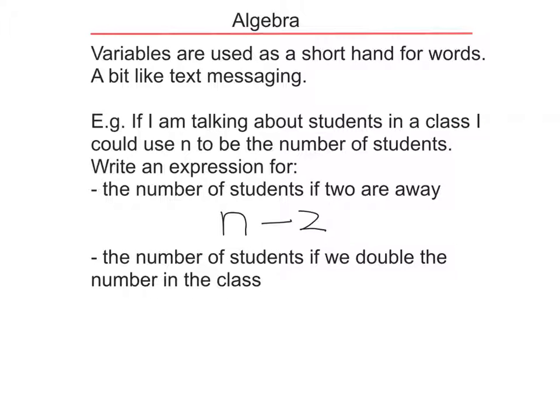The number of students in the class, if we double the number in the class, we write that like this, 2n. That really means 2 times n, because in algebra, what we do is we leave out the multiplication between numbers and letters because we get sick of writing it, really. So when you see 2n, you should think 2 times n. There's a hidden multiplication in here.